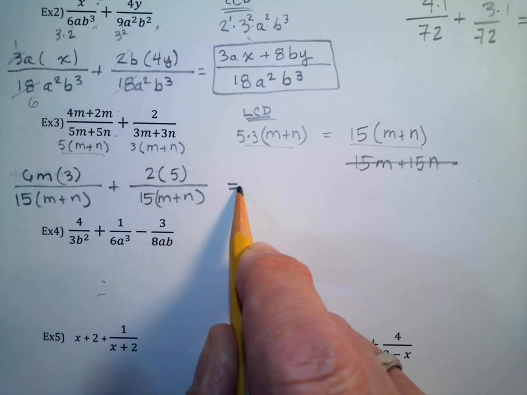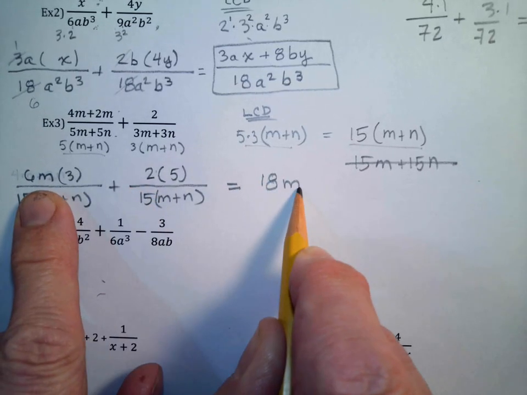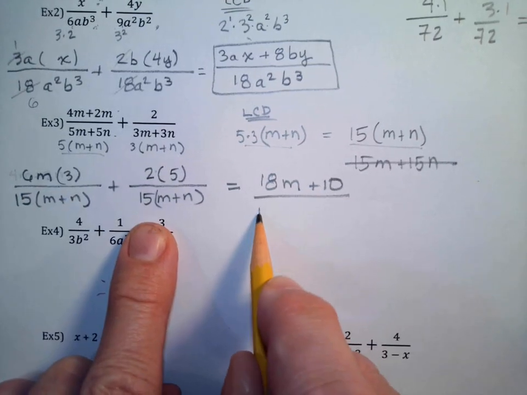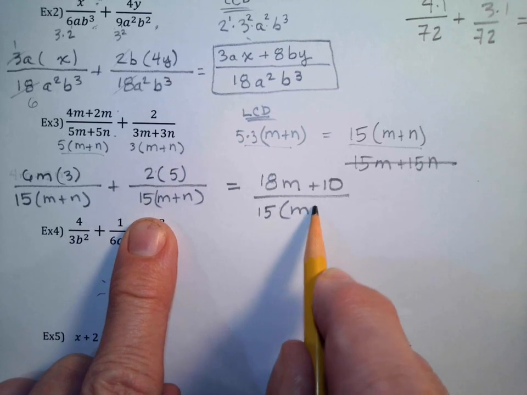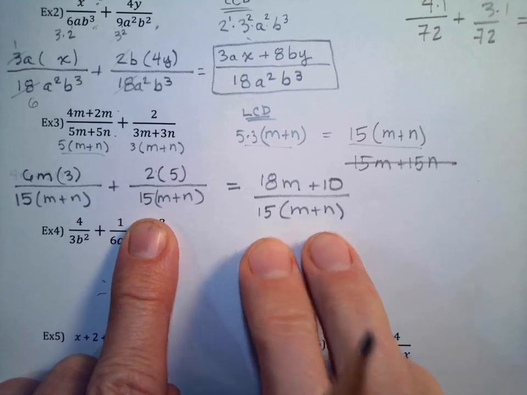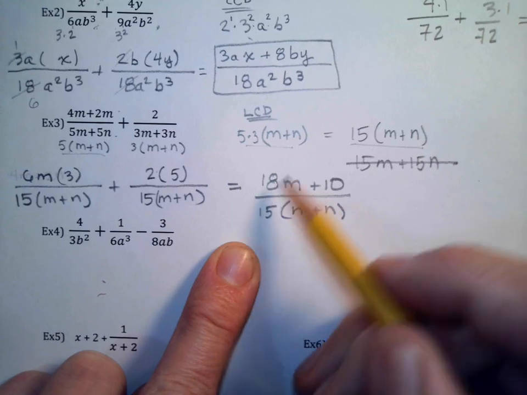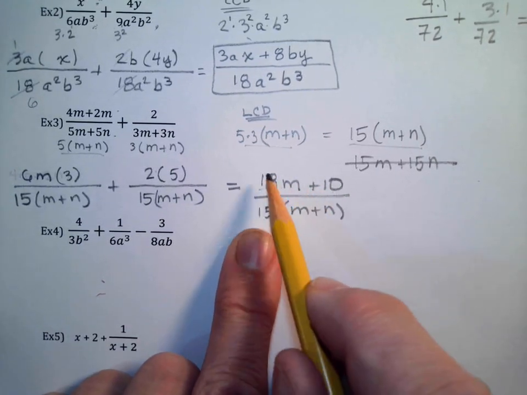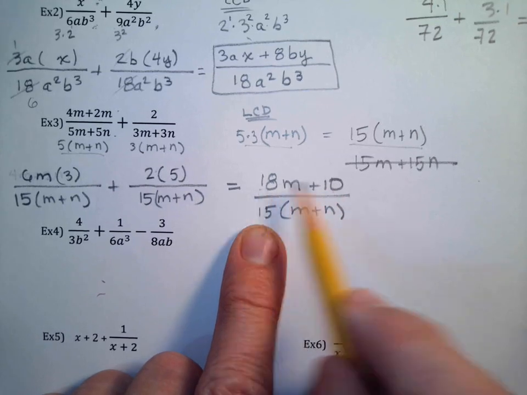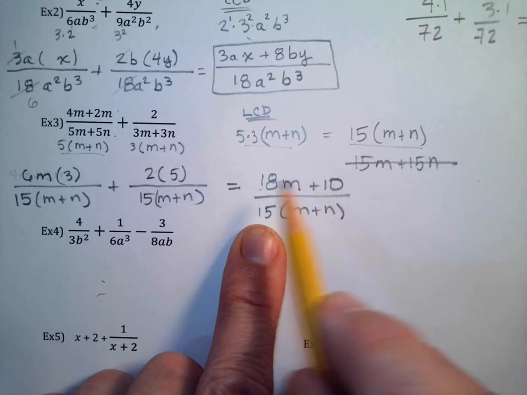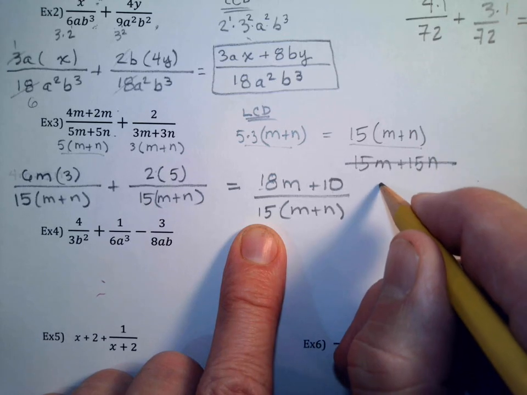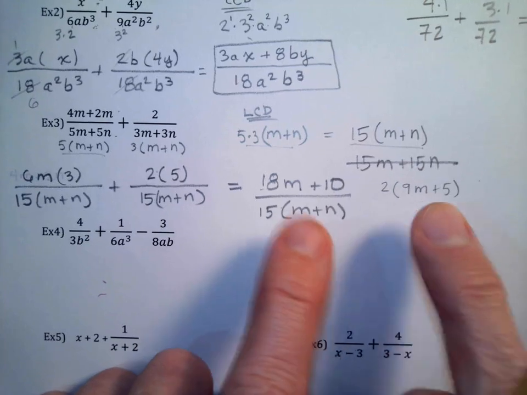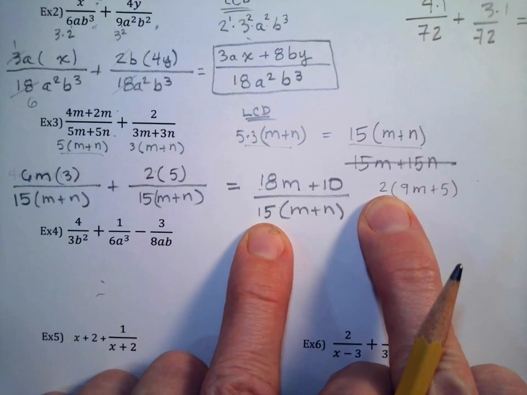So that's going to be what? 18m plus 10 over 15m plus n. Now I wrote it like this in factored form down below because sometimes I might need to cancel something, right? So is there a common factor here? There is. There's a 2 is a common factor. But that 2 isn't going to cancel. So if I wrote this as 2 times 9m plus 5. That's not going to cancel with anything downstairs. Okay, this 2 doesn't cancel with the 15.